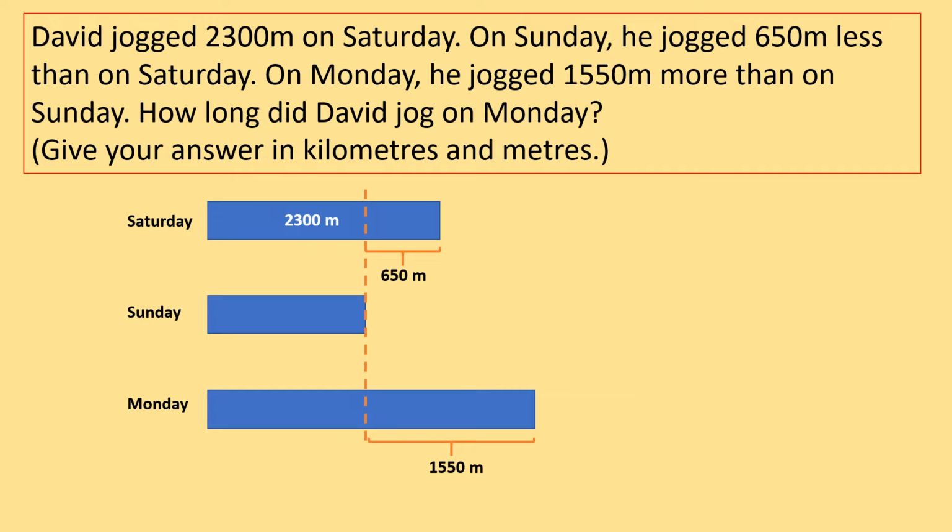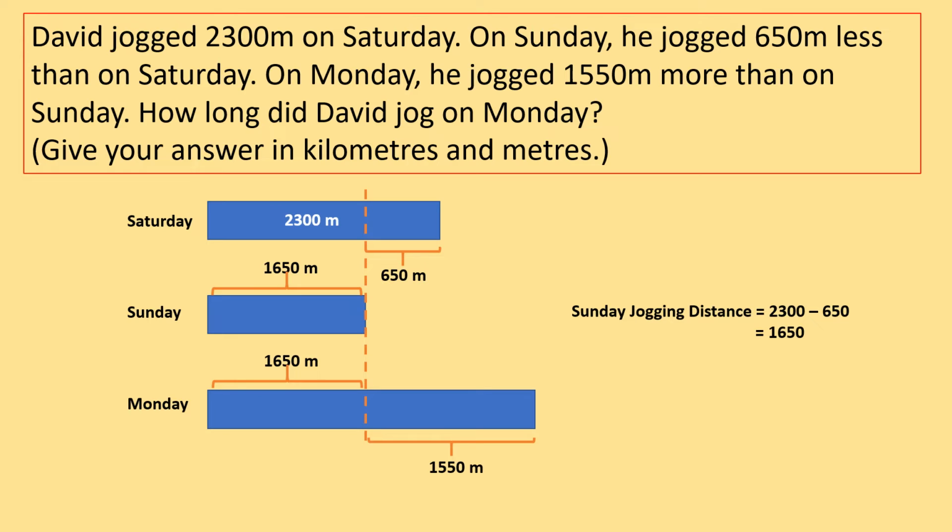Let's try to understand this. Sunday's jogging distance is actually 2,300 meters minus 650. So that will give you this distance, and that is 1,650 meters. And this block, because of this line here, you understand that it's actually the same size as the block over here. So that will also be 1,650 meters.